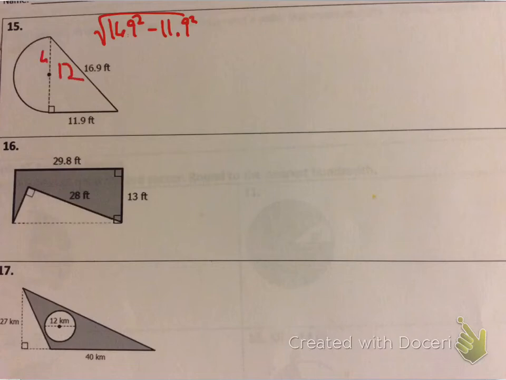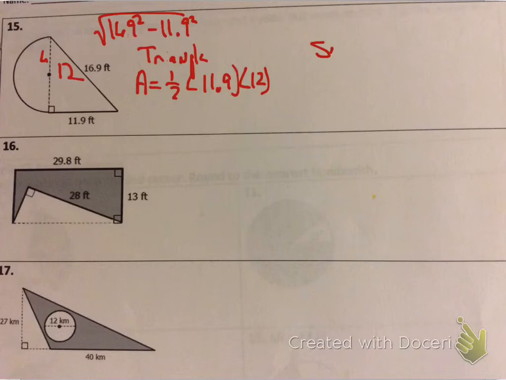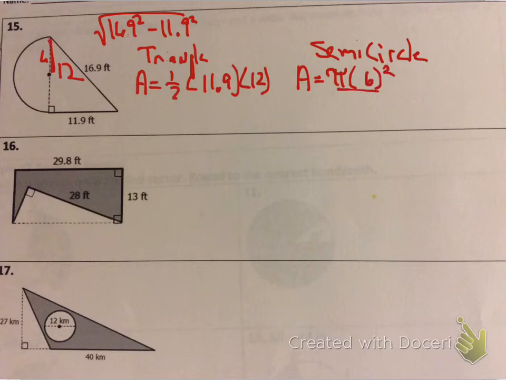Okay, that means the radius is 6. So now I've got a triangle. That would be area is equal to 1/2 the base, which is 11.9, times the height, which is 12, and I got a semicircle that has an area of pi times 6 squared, because it's the radius, remember, divided by 2, or half of that again also.